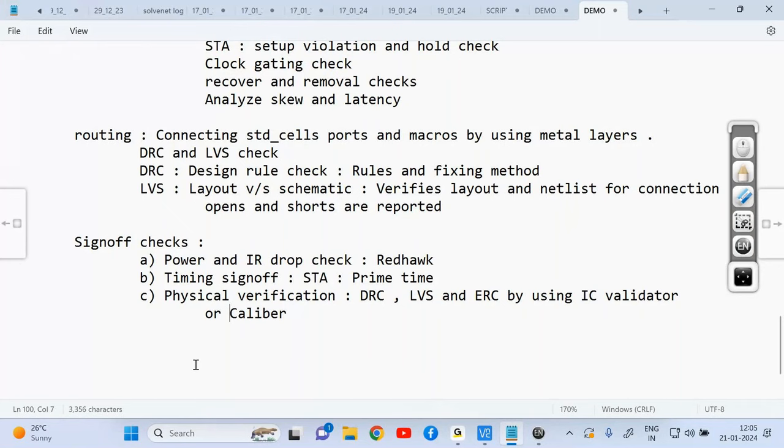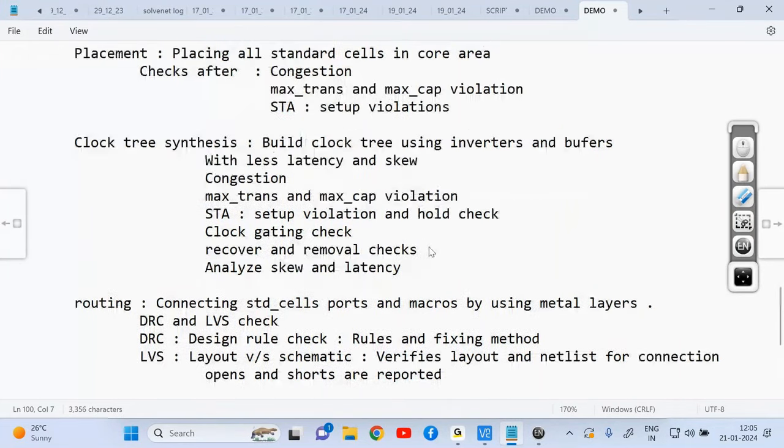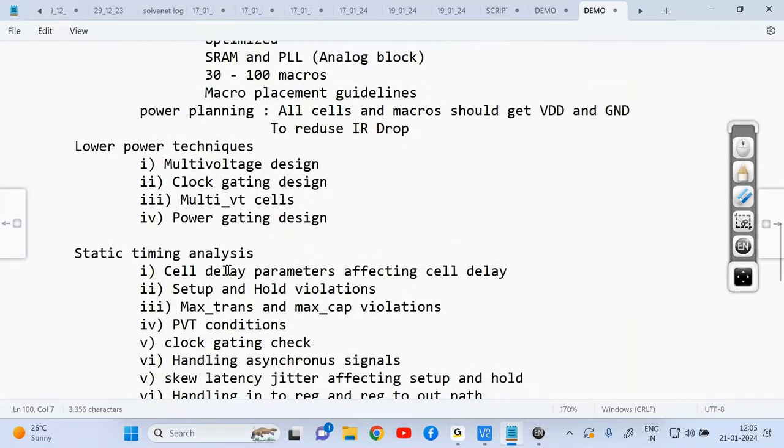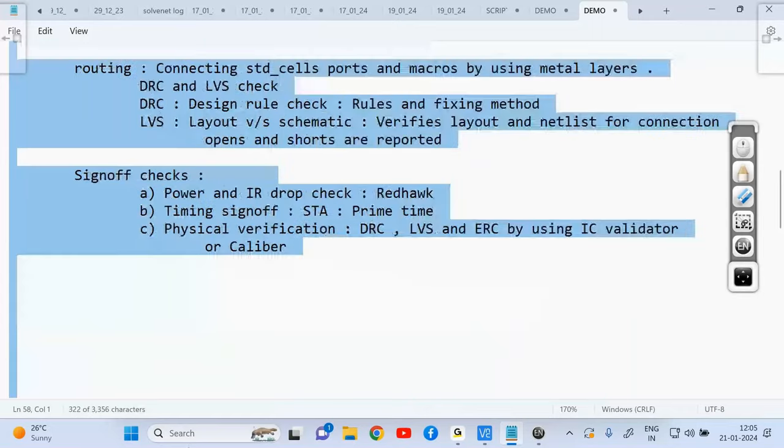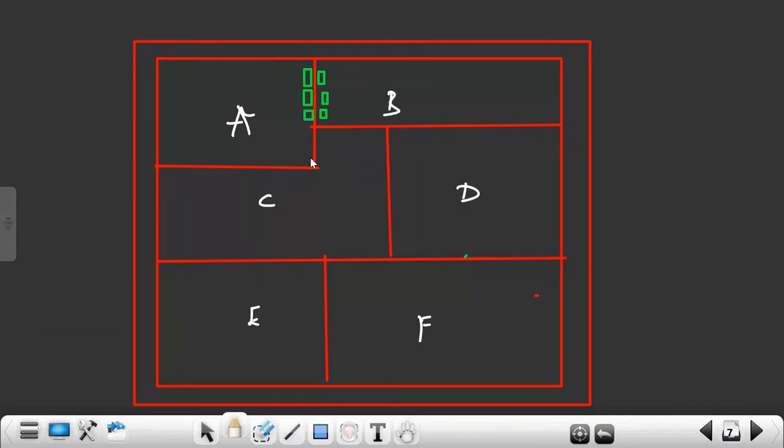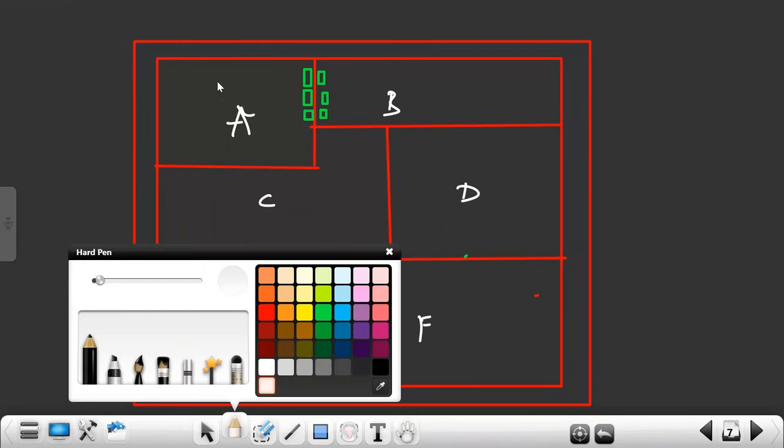These are the steps in physical design. In our curriculum, we will do all these steps. We'll start from block level design and do all these steps for one block. One block we will do, and another block we are going to give to you people to do. I told you, right? One block is like a part of the full chip level. This is called one block.